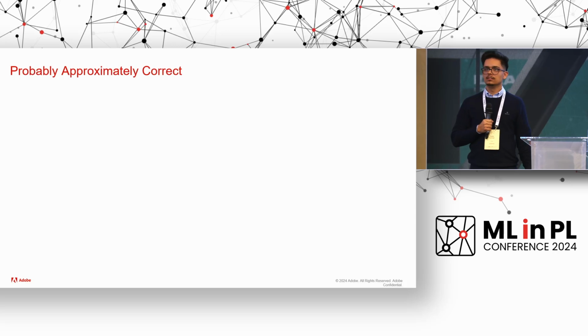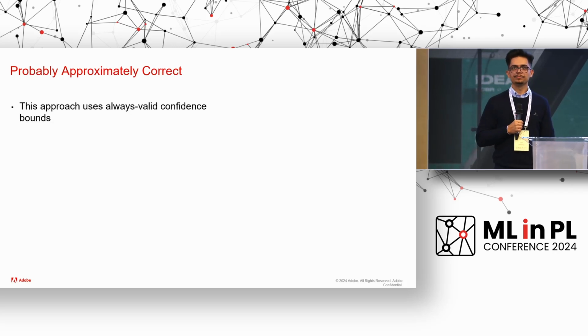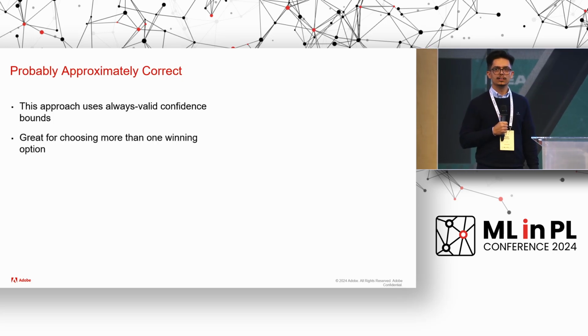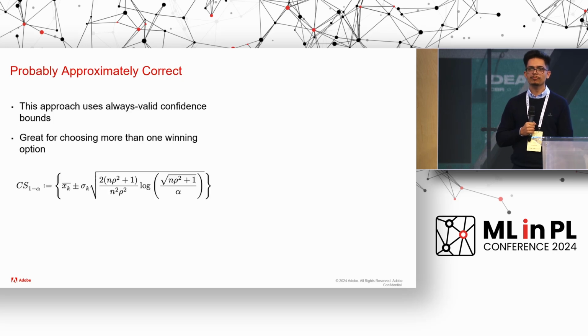Next one was probably approximately correct. And this approach uses always valid confidence bounds. And it's great for choosing more than one winning option. But in our use case, we used it only for one, because we wanted to make a fair comparison.